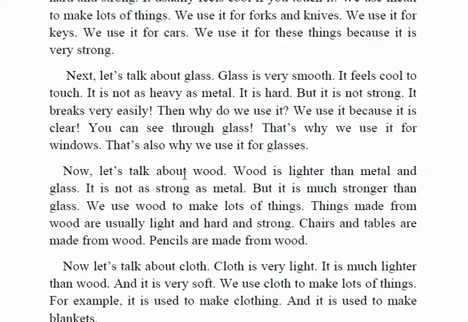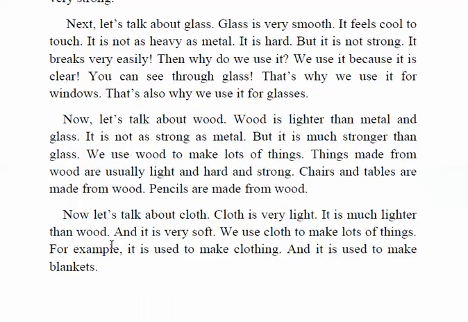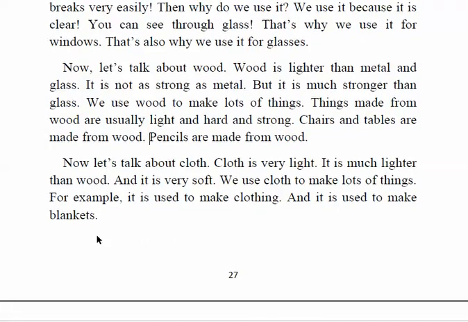Now, let's talk about wood. Wood is lighter than metal and glass. It's not as strong as metal, but it's much stronger than glass. We use wood to make lots of things. Things made from wood are usually light and hard and strong. Chairs and tables are made of wood. Pencils are made from wood.